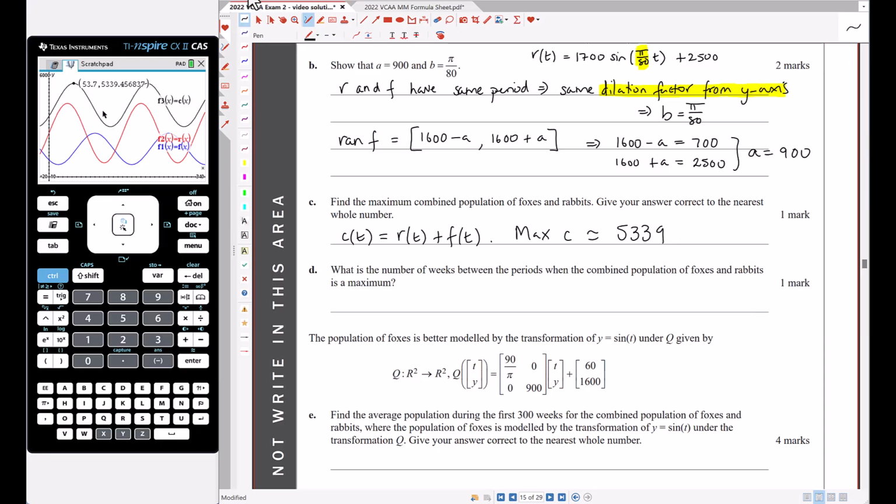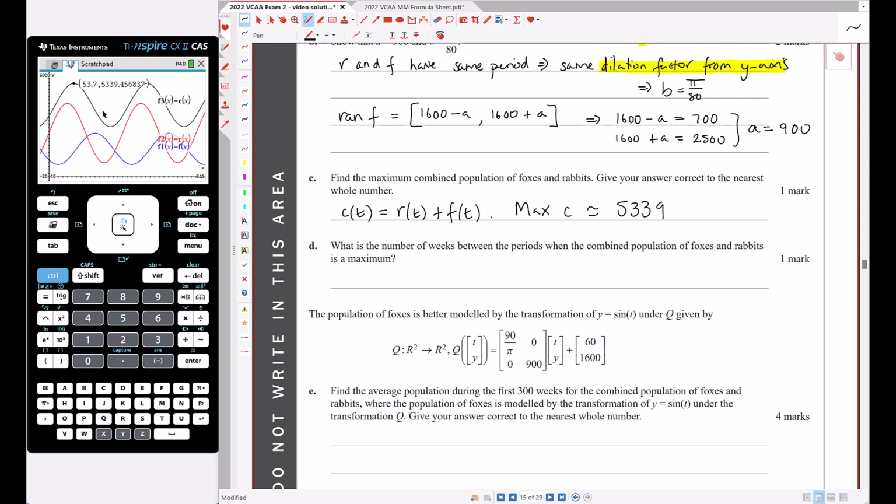Okay, then part D is: what is the number of weeks between periods when the combined population of foxes and rabbits is a maximum? So that's just the period of C, and the period of C will be the lowest common multiple of the periods of R and F, given that it's a sum of two functions. The periods of R and F are both 160, so the period of C will also be 160. So this will also be 160 weeks, it should have the same period.